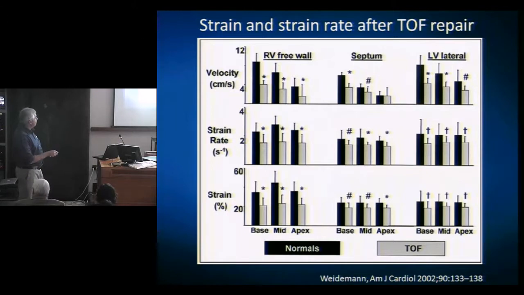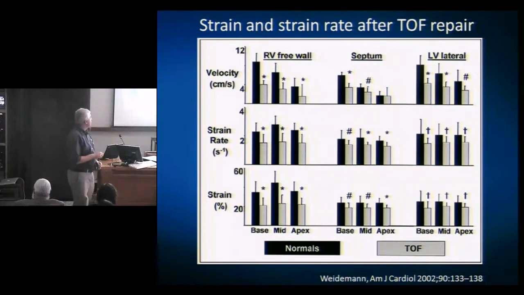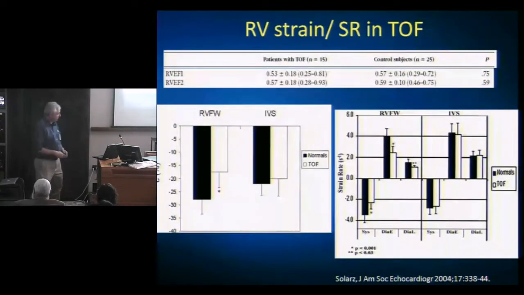Strain rate is decreased, strain is decreased. Remember this, we have two ventricles in the heart, and we tend just to talk about the right ventricle in Tetralogy of Fallot, or the left ventricle in other diseases. Both ventricles are involved in a disease, and they both sit in the same space, if you will.